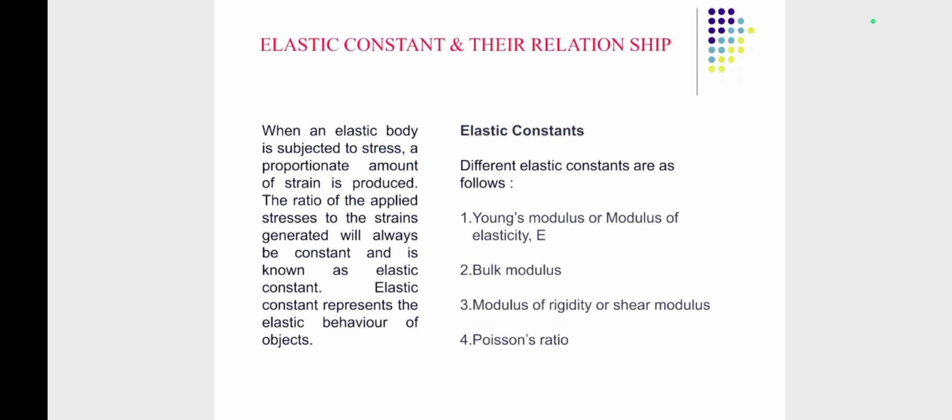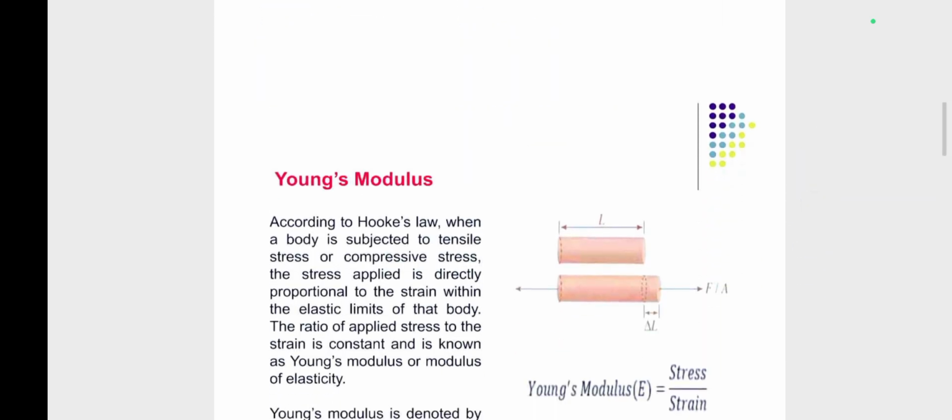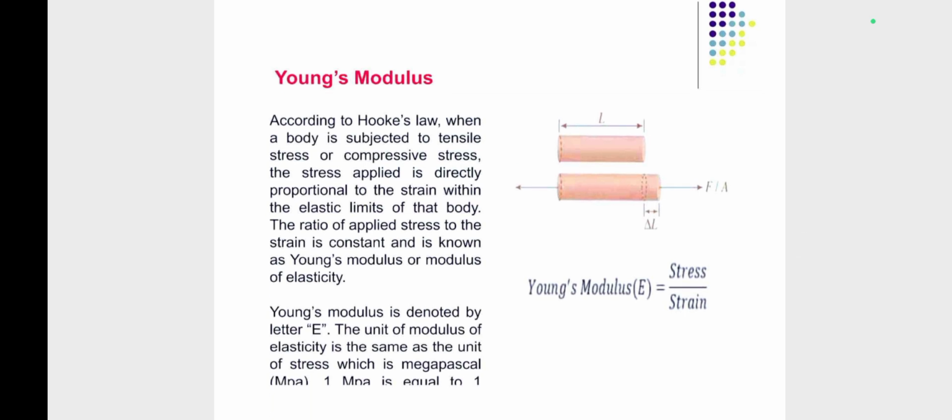Elastic constants and their relationship. When an elastic body is subjected to stress, a proportionate amount of strain is produced. The ratio of applied stress to strain generated is always constant, and it is also known as an elastic constant. There are various elastic constants. First of all, Young's modulus of elasticity. We have already discussed this in the previous video lecture. Second one is the bulk modulus. Third one is the modulus of rigidity. And fourth is the Poisson's ratio. First, we will see Young's modulus. This part we have already learned in the first video lecture.